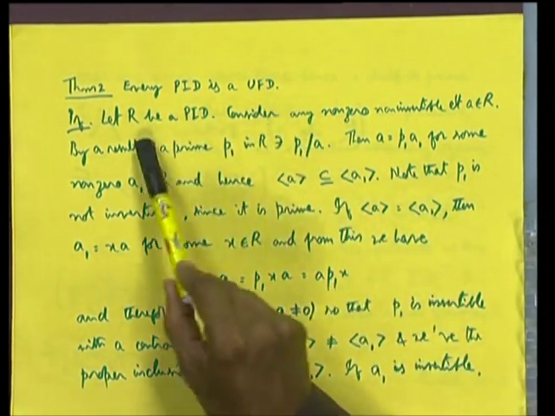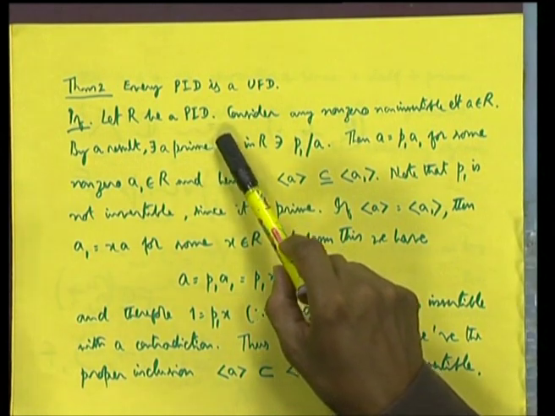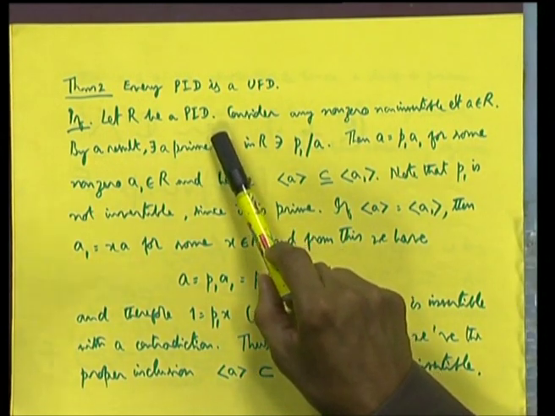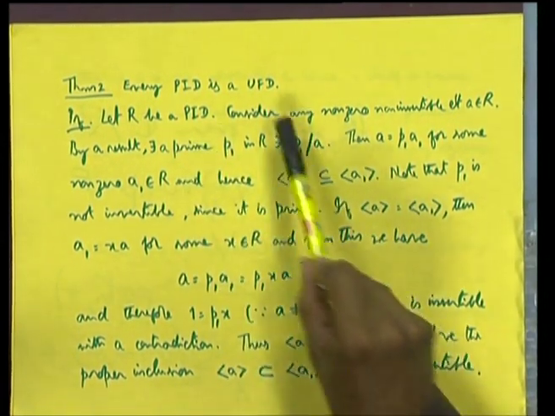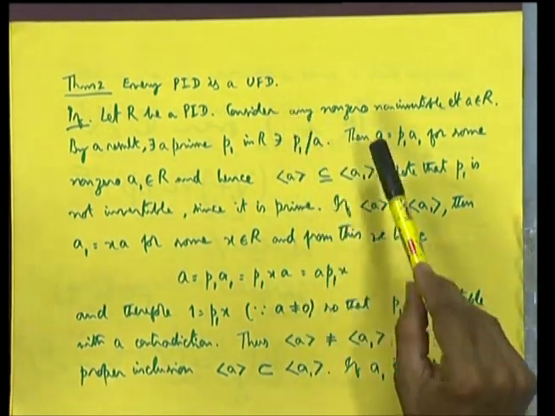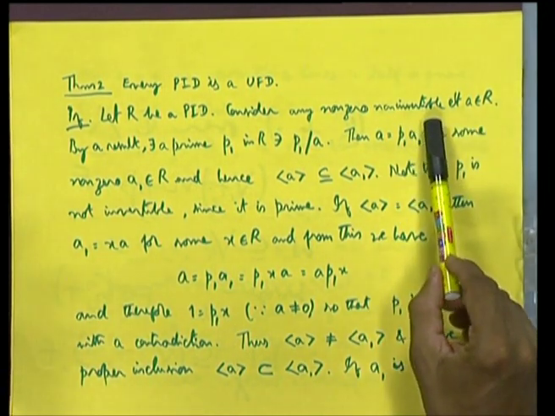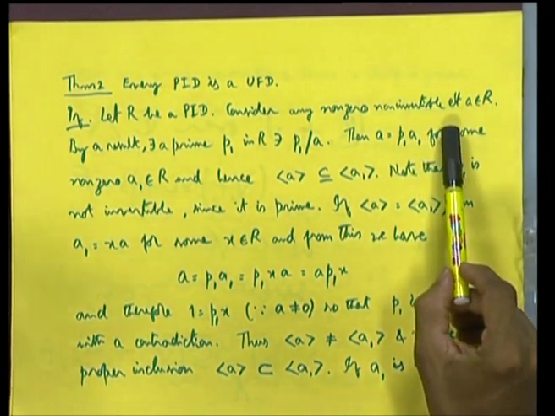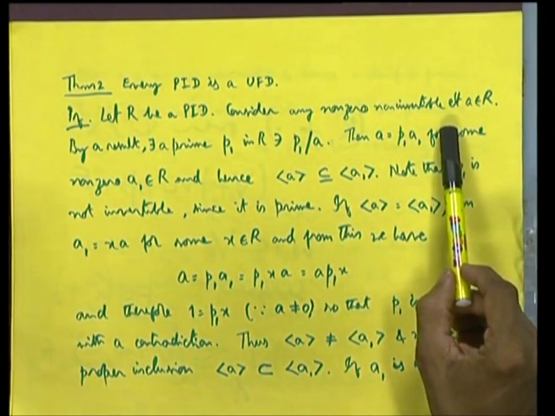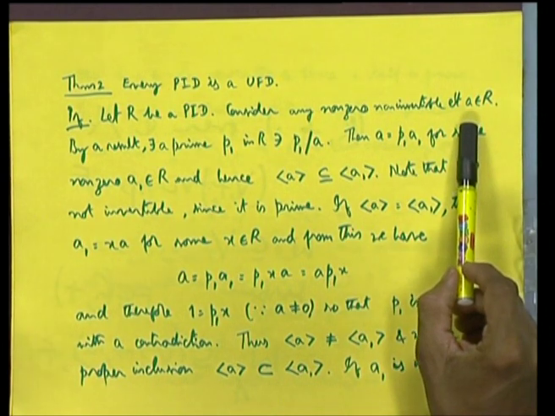So, let us start with a PID. Let R be a principal ideal domain. We want to show that this is a UFD, meaning for every non-zero non-invertible element a of R, we should obtain a unique factorization into irreducible factors, equivalent up to associates and orders.